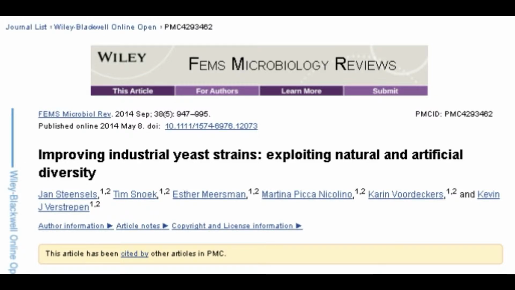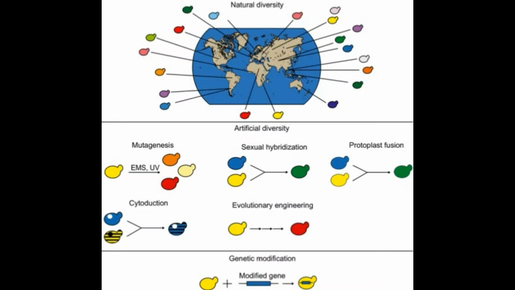Steensel and Company present a simple diagram of the ways yeast is improved across industry and research. The most relevant to the home brewer is mutagenesis and genetically modified organisms. For the researcher, it is genetically modified organisms and hybridization. This quote from Steensel is the best summation of why GMO yeast is the best method for improving yeast.